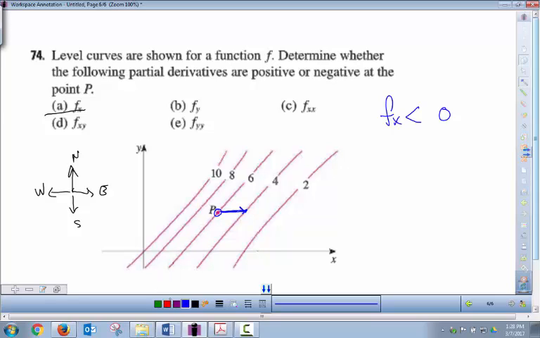So now let's take a look at fy. Positive y direction is north. So now if you move up north, are you going to go up or down on this mountain? You're going to go from level 6 to level 8, right? So you're going to be moving up.